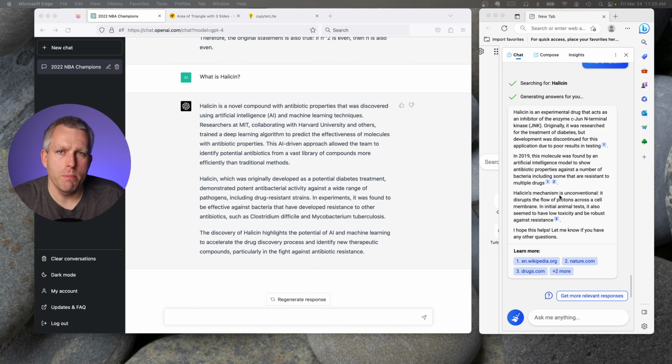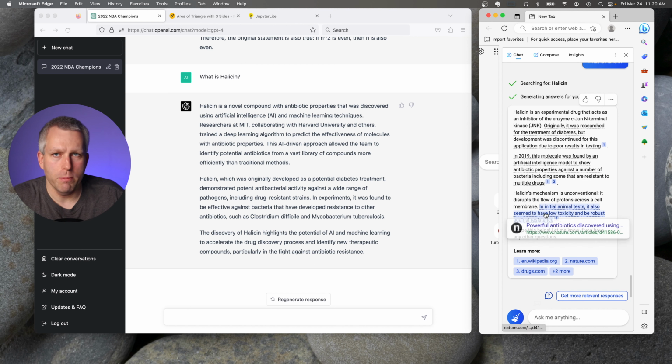But here, Bing Chat, I think, gave a better answer than GPT-4 because it highlights that Halicin's antibiotic mechanism is unconventional. It disrupts the flow of protons across the cell membrane. That was kind of the big finding of the Cell paper. It also gives you the reference. GPT-4 doesn't give you any references unless you ask for them explicitly. Bing Chat gives you the references right away, which is really useful.